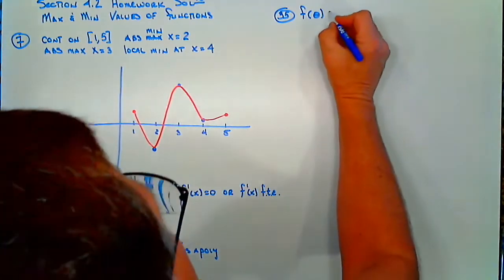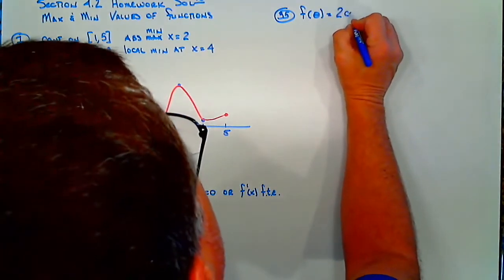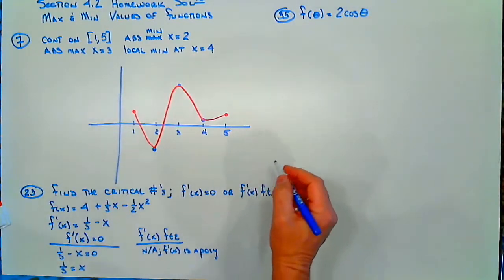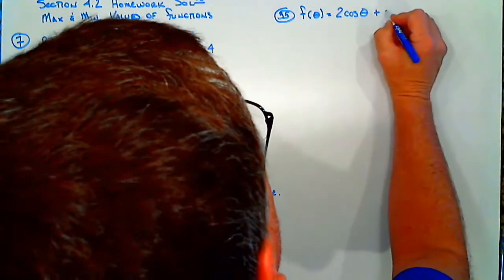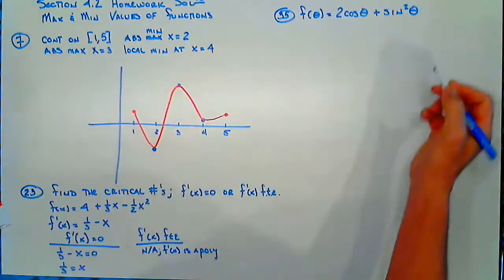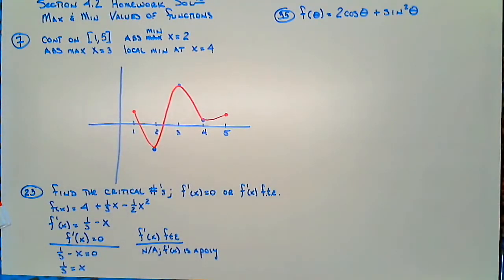So we have f of theta equals 2 cosine theta plus sine squared theta. Right? Now remember what our goal is here. Our goal is to find the critical numbers, right? That's what we're looking for. When does the derivative equal 0? When does the derivative fail to exist?